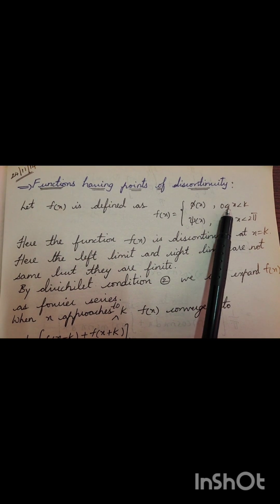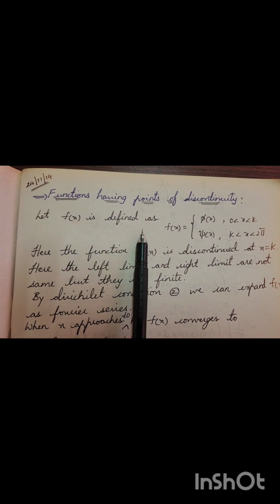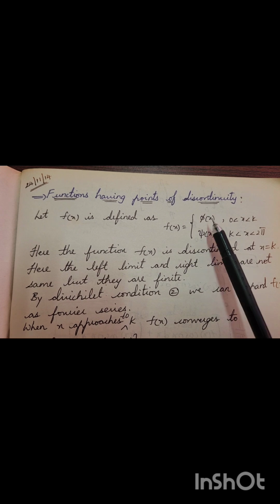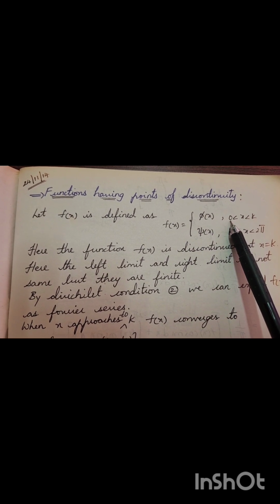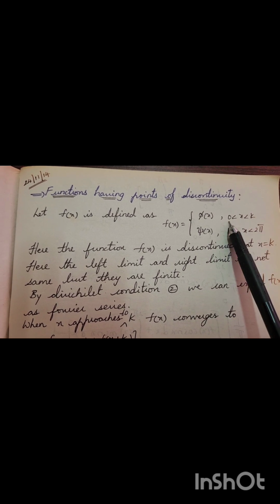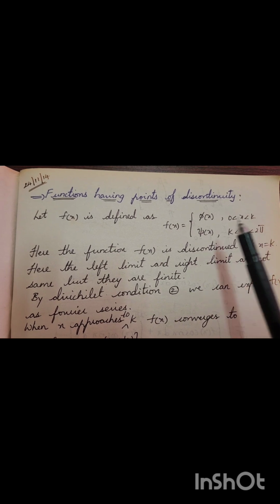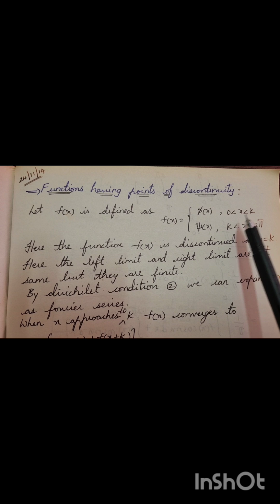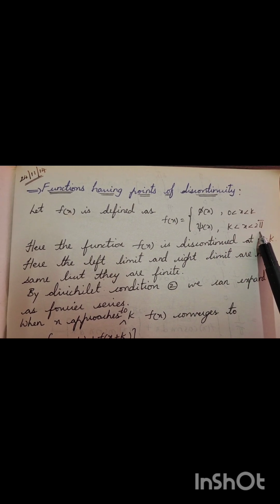Functions having points of discontinuity in Fourier transformations. At a point of discontinuity, we can divide the given function into two subfunctions, phi of x and psi of x. From the interval 0 to 2 pi, we will divide this interval into two parts, 0 to k and k to 2 pi. So f of x is phi of x when x lies between 0 and k, and it is psi of x when x lies between k and 2 pi.